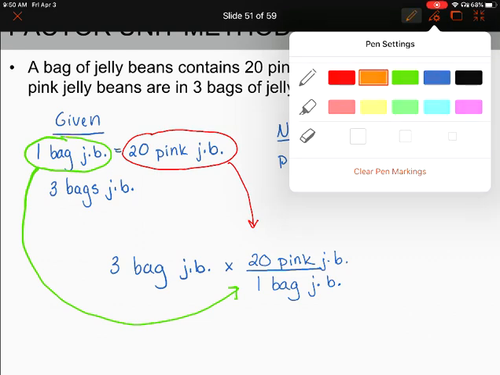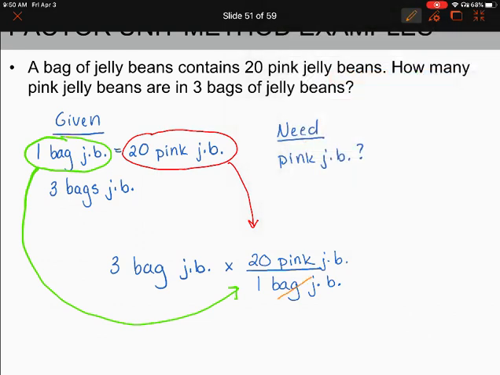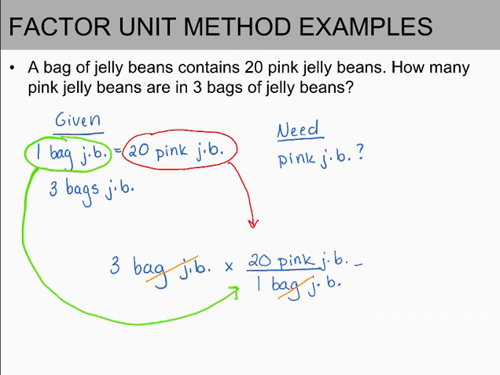So now we can cancel the unit of bags of jelly beans. And our final unit will be pink jelly beans. Now, if we do the arithmetic, we end up with 3 times 20 over 1, but we'll leave the 1 out. And again, our unit is pink jelly beans. So that would equal 60 pink jelly beans.